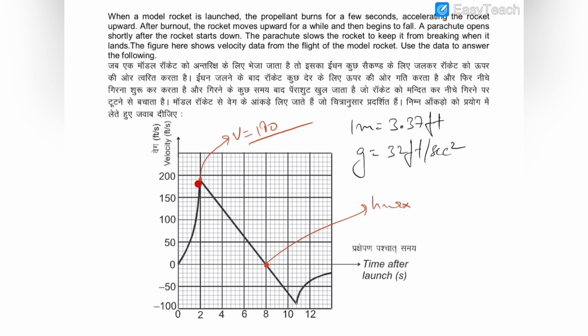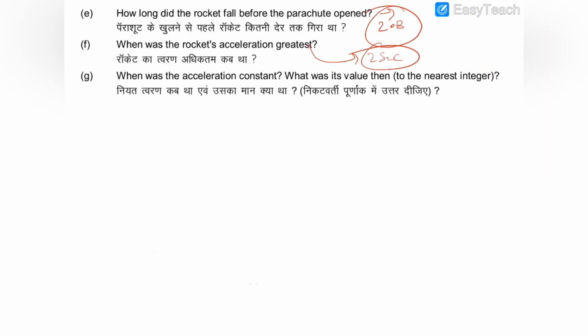After the engine turned off, the rocket was in the state of free fall from this time to this time. So in this time, you can obviously say that the rocket was moving under the effect of gravity, and therefore the constant acceleration is the acceleration due to gravity, which is minus 32 feet per second squared. So the correct answer of this is also minus 32 feet per second squared. Okay, now we move on to the next question.